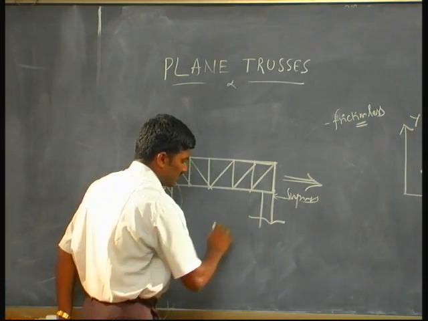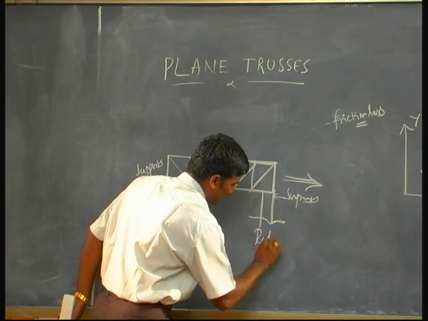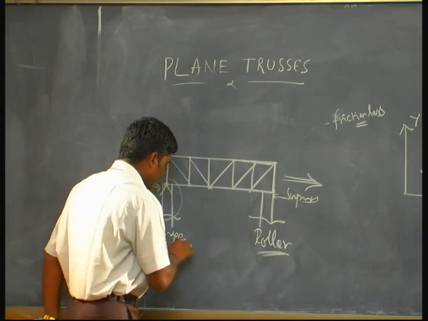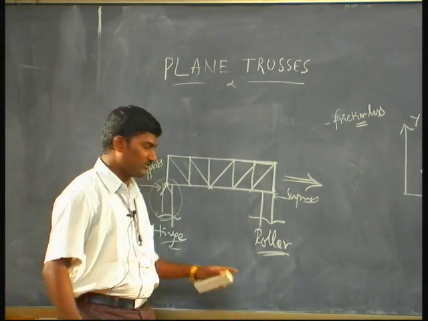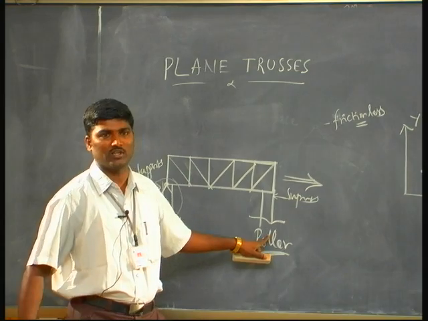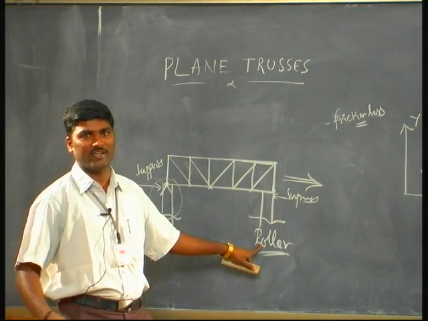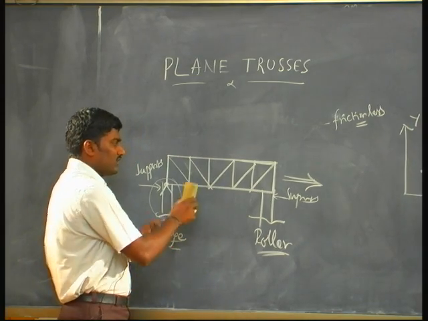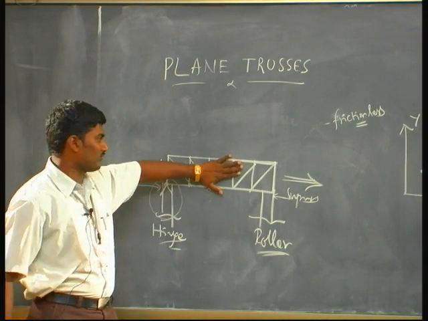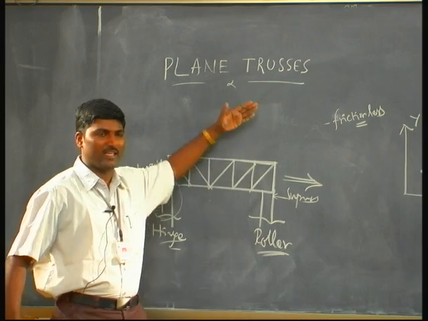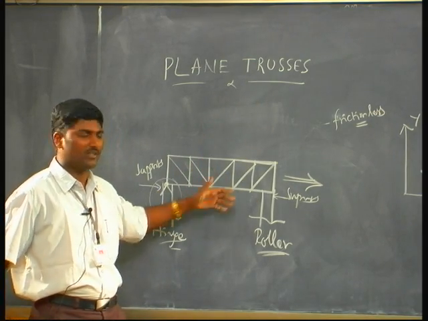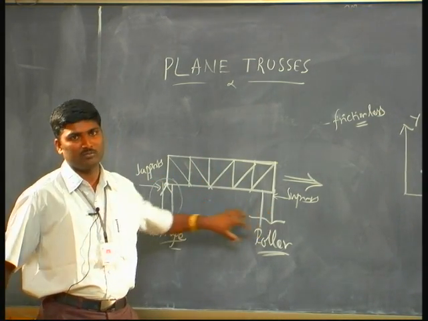This one is replaced by a roller support. I think everybody knows what a hinge support is and what a roller support is from the initial classes, so I need not explain these two again. Okay, so this is the plane truss I have. Why? Because all my members are lying in a plane, a vertical plane, and supported by two supports.